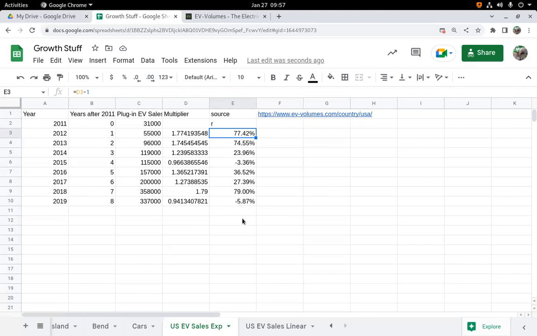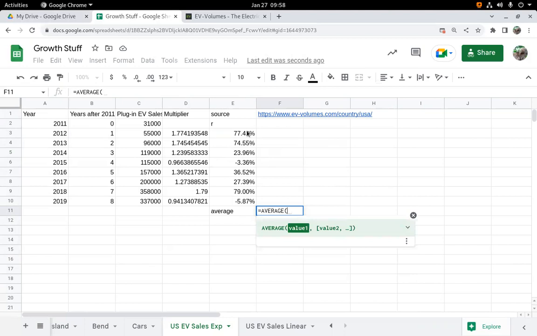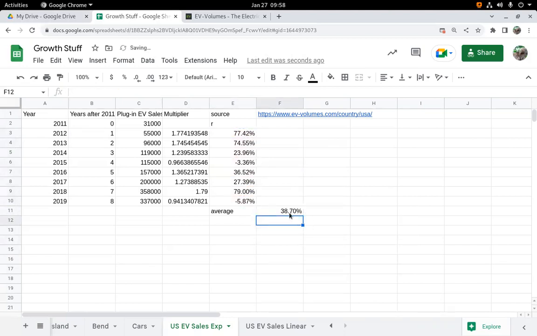You could guess at some kind of average of those. Spreadsheet has an average calculator called average. And I just highlight the numbers and hit enter. And it says on average, it was growing by like 38%. All right, let's try that. Okay, so I have a guess that the average rate is about 38%.